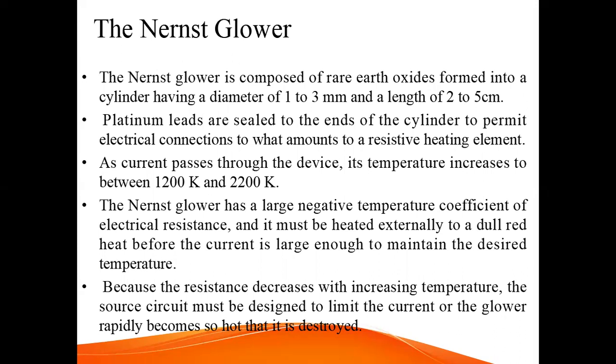The Nernst glower has a large negative temperature coefficient of electrical resistance, and it must be heated externally to a dull red heat before the current is large enough to maintain the desired temperature. Because the resistance decreases with increasing temperature, the source circuit must be designed to limit the current, or the glower rapidly becomes so hot that it is destroyed.